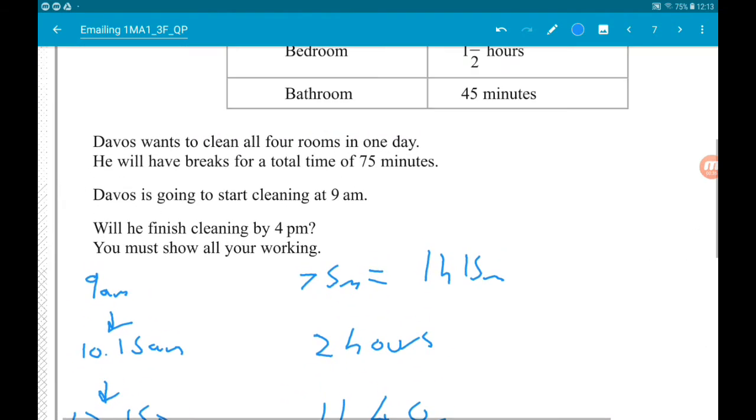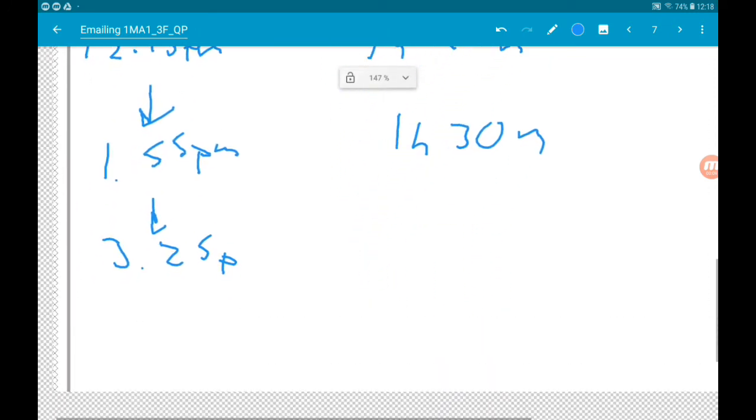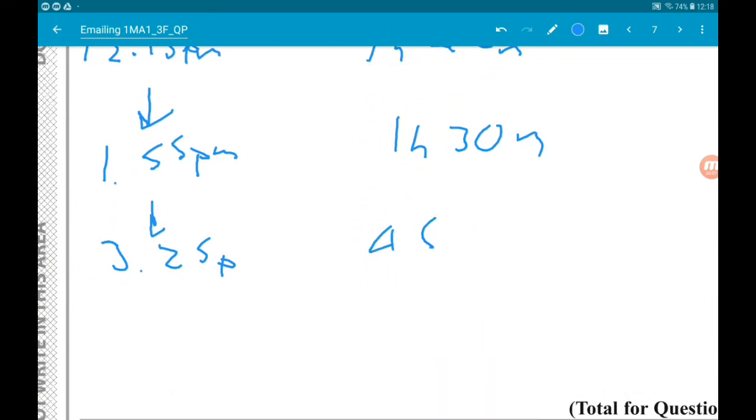And then finally, the bathroom takes 45 minutes. So 5 minutes would take us to 3:30. We then got 40 minutes to add on, so that's going to take us to 4:10. So remember the question asked, will he finish by 4 PM? So the answer is no.